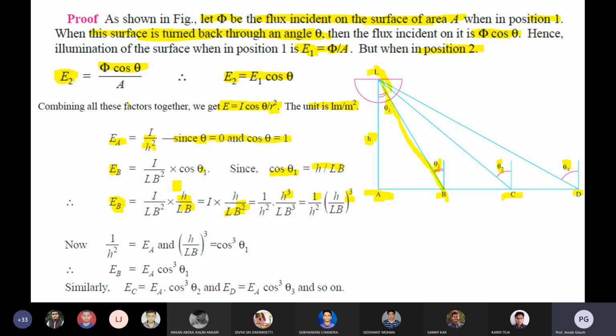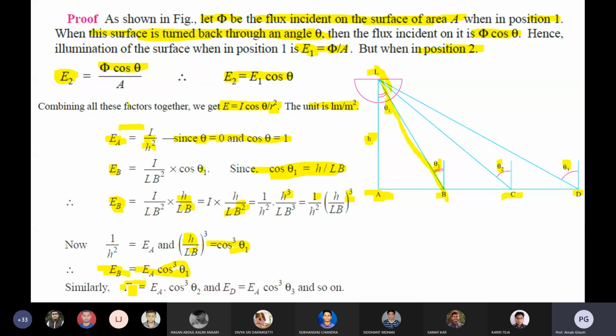So I by H square equal to EA. You know that value, I by H square equal to EA. From here you are writing, so what is it coming? EB equal to EA into H by LB whole cube. So H by LB whole cube equal to cos cube theta 1. Again H by LB means cos theta 1 equal to h by L. So directly EB equal to EA cos cube theta 1. I hope you are able to understand.